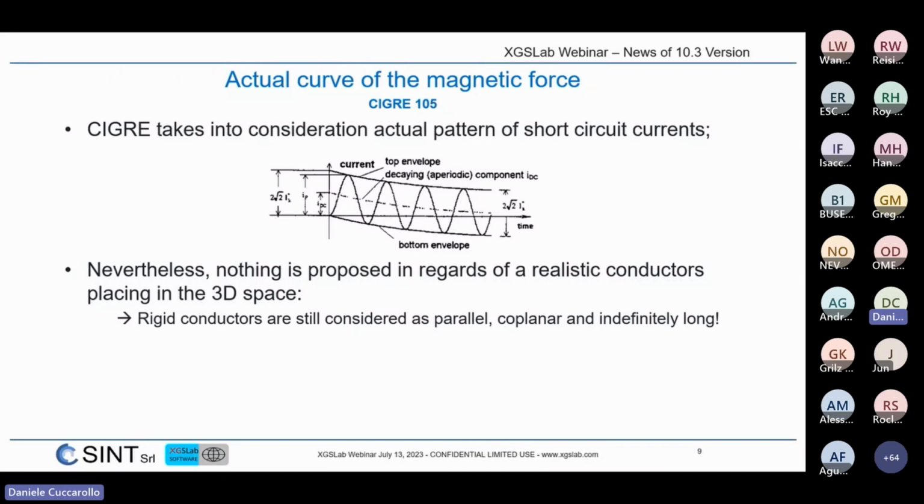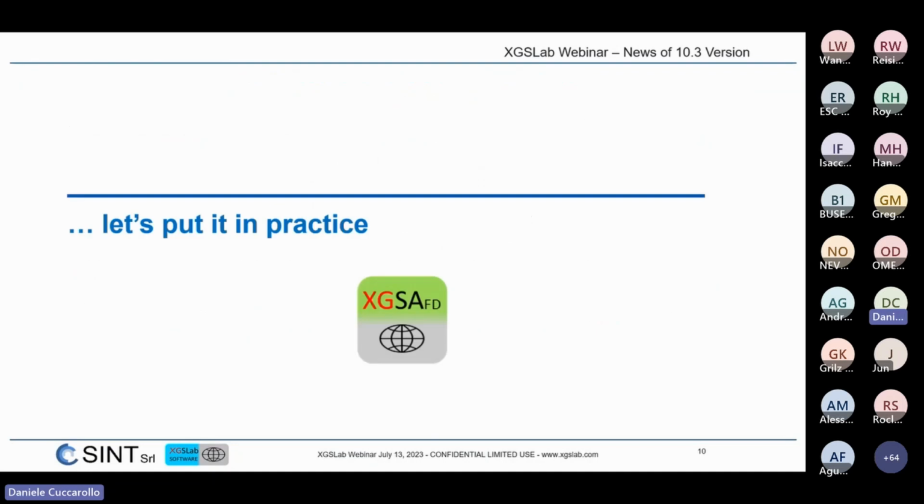More than this, it's important to notice that nothing is proposed in the standard and in the SIGRE in regards of realistic conductors placing in the 3D space. This translates into the fact that rigid conductors are considered parallel, coplanar and indefinitely long during all the dissertation contained in the standard and, for instance, in the SIGRE. And this is why our software is trying to provide an answer in this respect. So let's see how we can do this in practice by using the software.